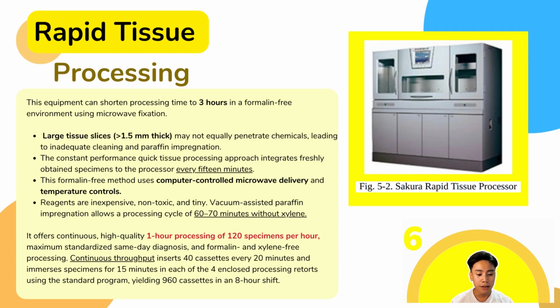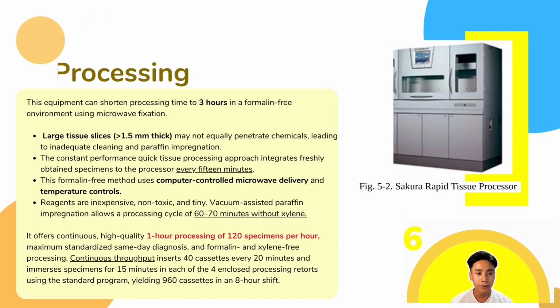Continuous throughput inserts 40 cassettes every 20 minutes and immerses specimens for 15 minutes in each of the 4 enclosed processing retorts using the standard program, yielding 960 cassettes in an 8-hour shift.